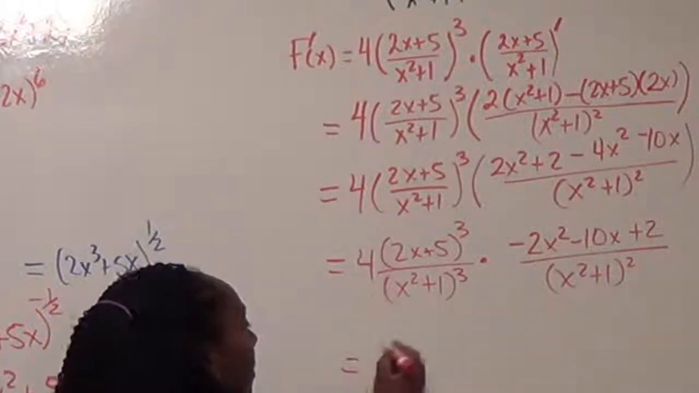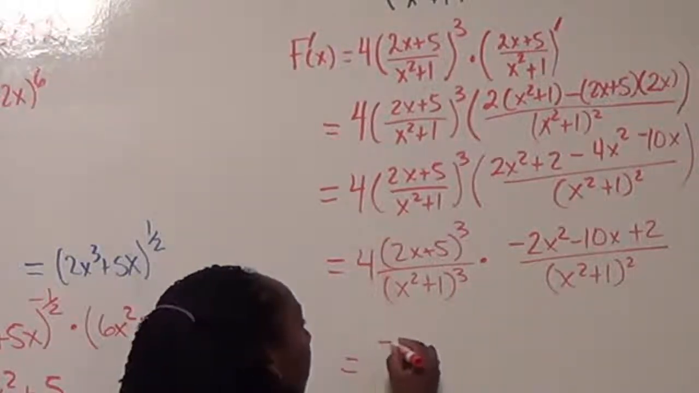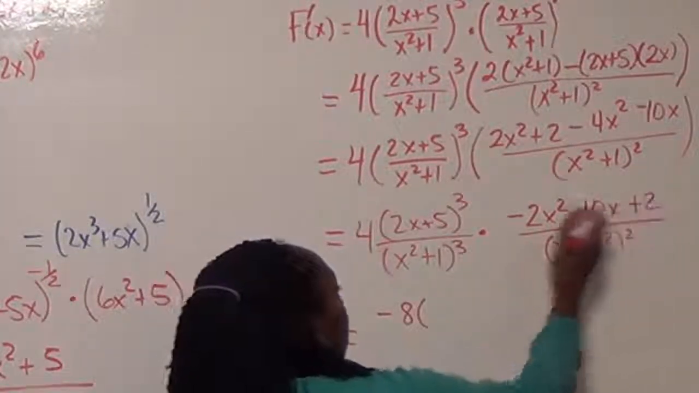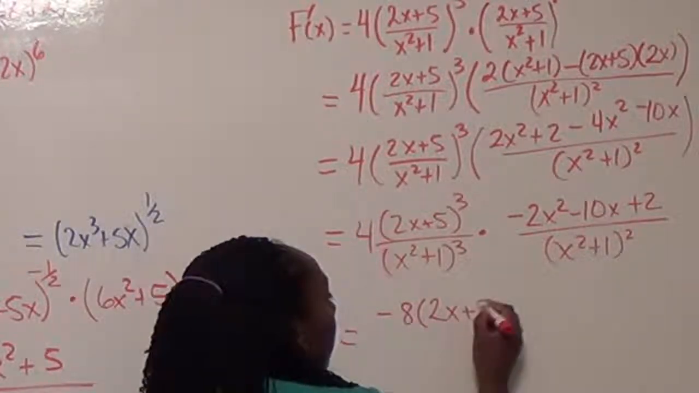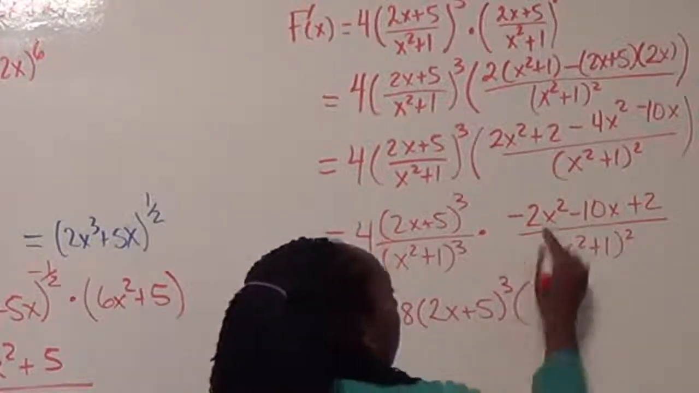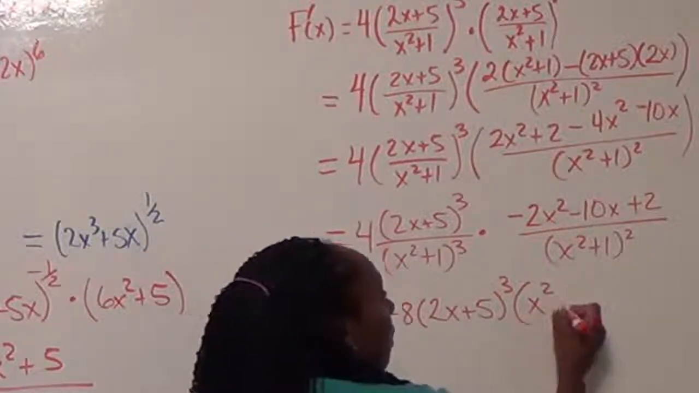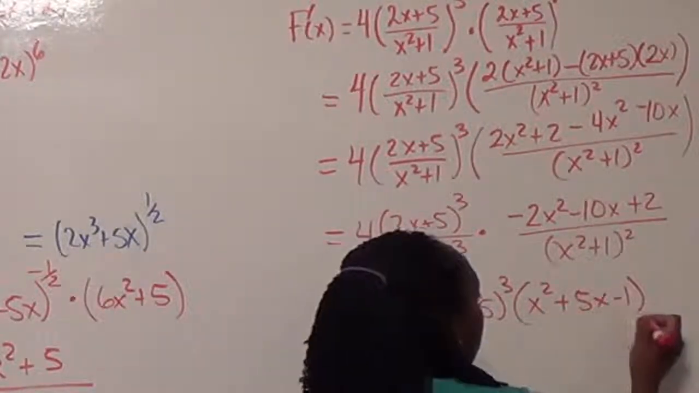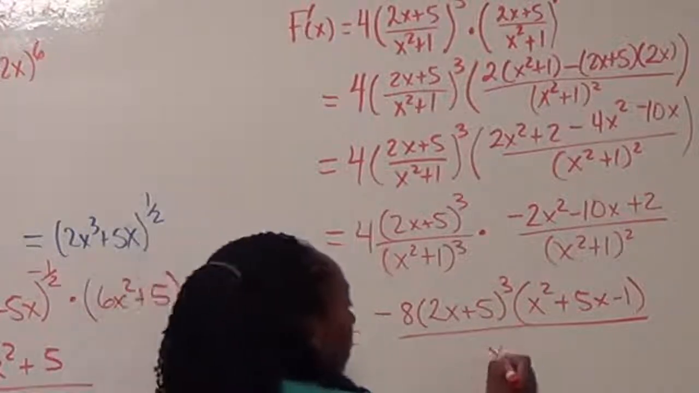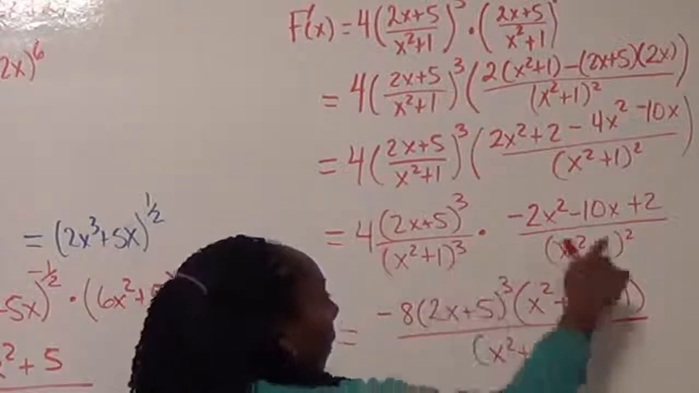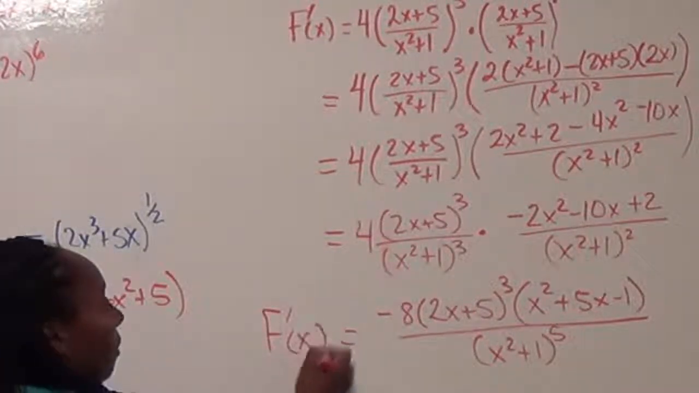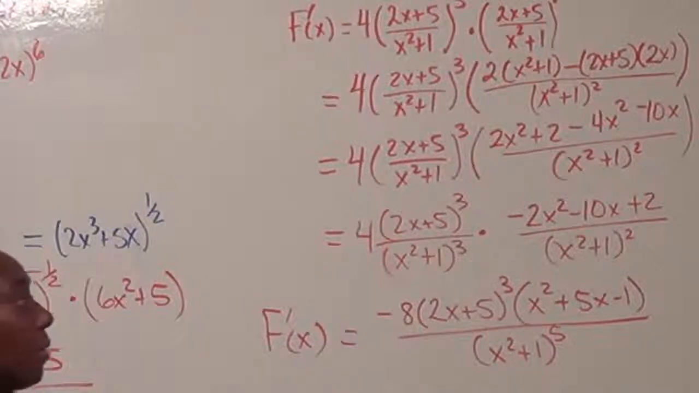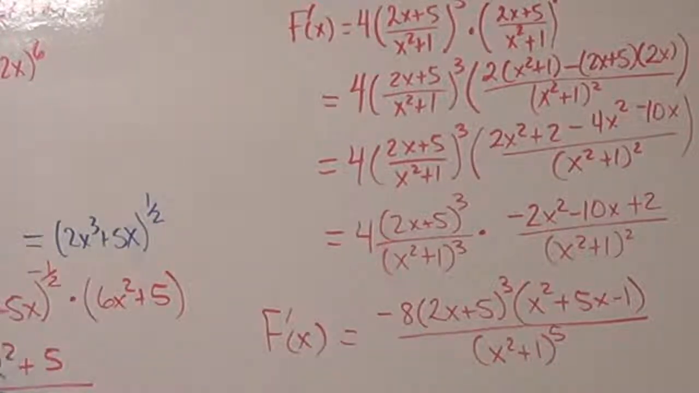Notice in the denominator, I accumulate some powers. So we are looking at a negative 8. So I'm going to pull a negative 2 out of the top and multiply it by that 4. We'll get a 2x plus 5 to the third. Pulling the negative 2 out here gives us an x squared plus 5x minus 1. And then on the bottom, the x squared plus 1, I now have 5 of those. There would be my derivative. Okay. So there's an example of a combination of your quotient rule with your chain rule.